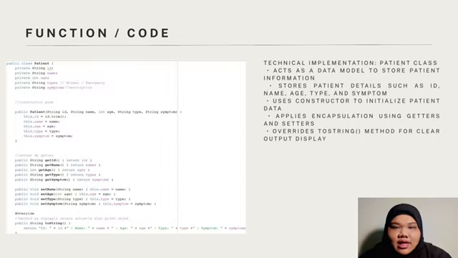Next, I will explain the patient class. This class stores patient information such as ID, name, age, type, and symptoms. The constructor initializes the data and ID string is used to avoid errors during searching. Getters and setters apply encapsulation to control access to patient data. The toString method formats patient details for clear output.